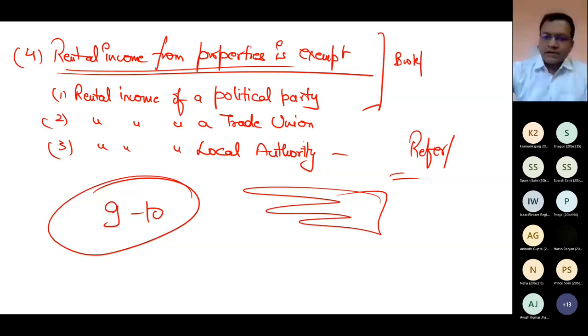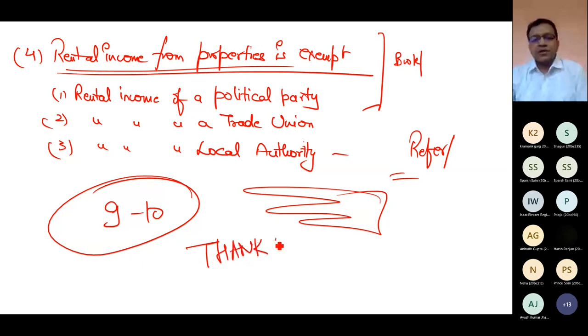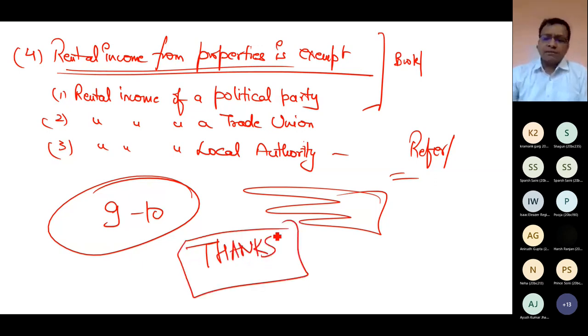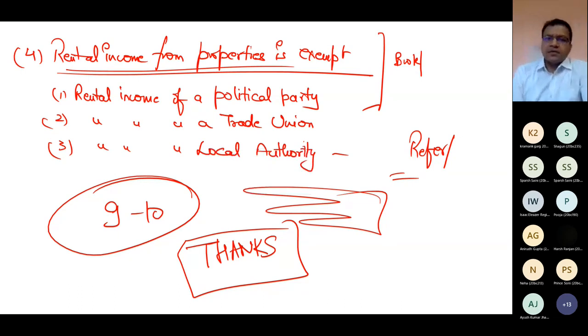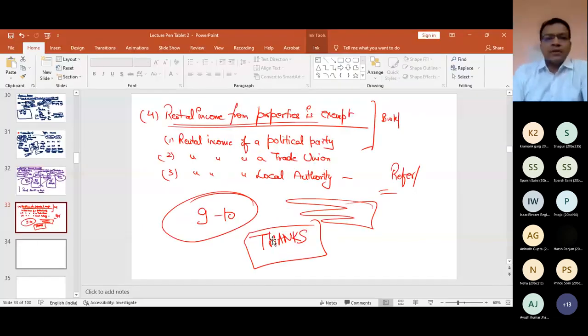So let us wind up the discussion today. That's it. With this, my house property is over. Now, don't do any complete numericals, but read the entire house property. Very soon, I'll be covering the numericals. In 2 to 3 hours, we will wind up the numericals of house property. So that's all from my side.